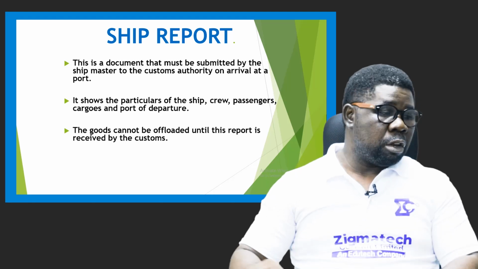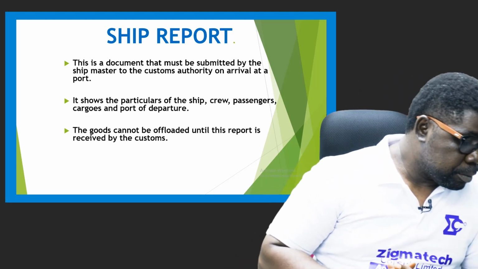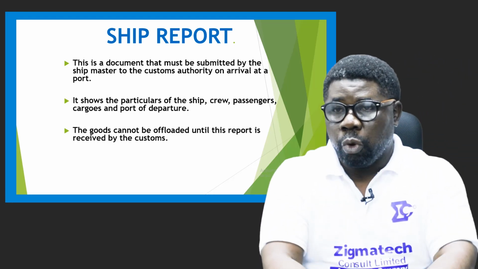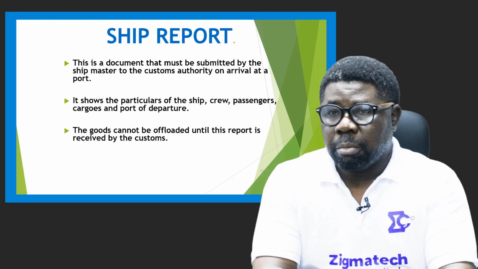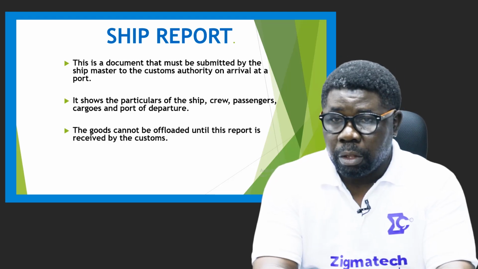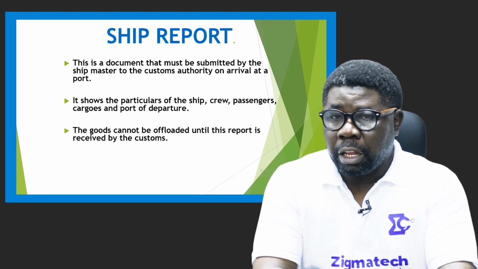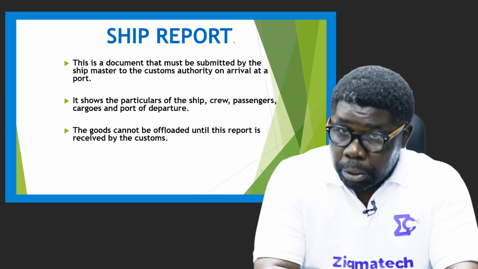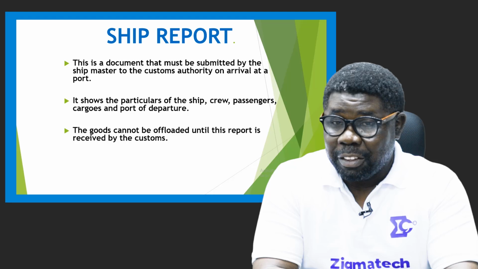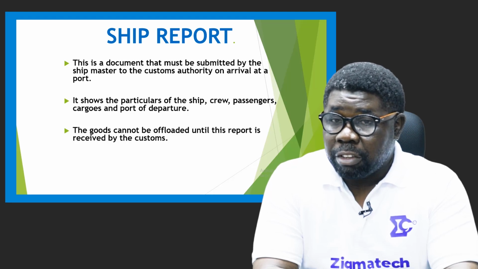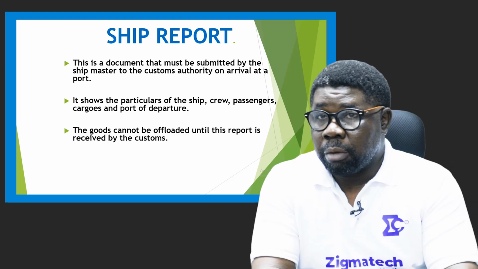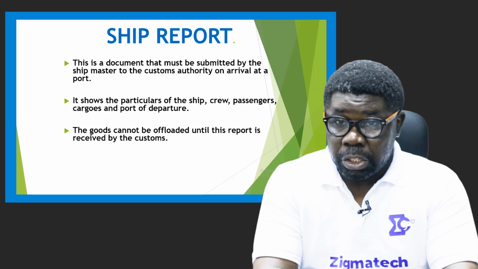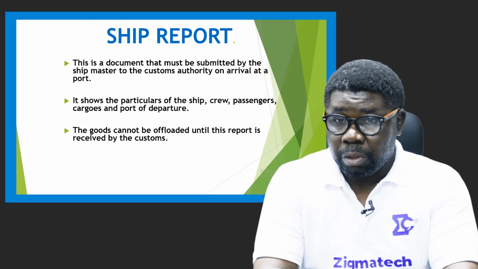Ship report is another document to be used. So, what's a ship report? This is a document that must be submitted by the shipmaster to the customs authority on arrival at the port. This document must be submitted by the who? The shipmaster. All right? Okay. The other one I mentioned before was the ship manifest, which is signed by the chief officer of the ship, which is also here.